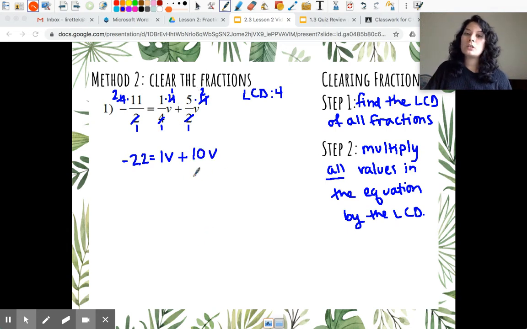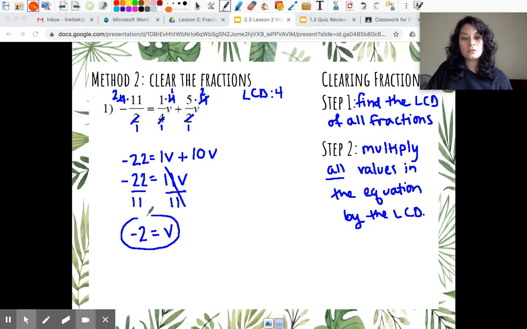So visually, this might just look a little easier for you. So if you want to use the first strategy, go for it. If you want to clear the fractions like this, go for it. 1v plus 10v gives me 11v. I'm going to divide both sides by 11 since this is now a one step that has multiplication. V is now alone. 22 divided by 11 is 2, and I should get a negative. So we end up getting the same exact thing. So regardless of which method we use, we get the same answer.